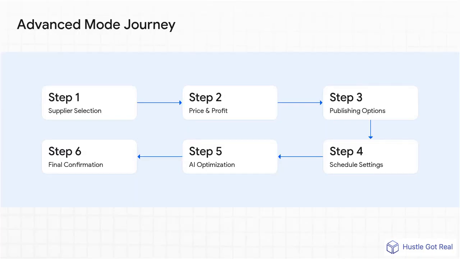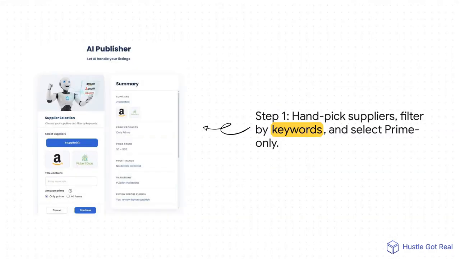It's really just a straightforward 6-step journey that walks you through everything. We're going to pick our suppliers, set our pricing rules, choose our publishing options, create a schedule, add those AI bells and whistles, and then just give it a final once-over. So step 1, suppliers. Here you can handpick them, filter for products with specific keywords in the title, and you can even check a box for Prime-only items if you're sourcing from Amazon. And notice that summary on the right? It updates in real time with every single click, so you always know what you're telling the system to do.